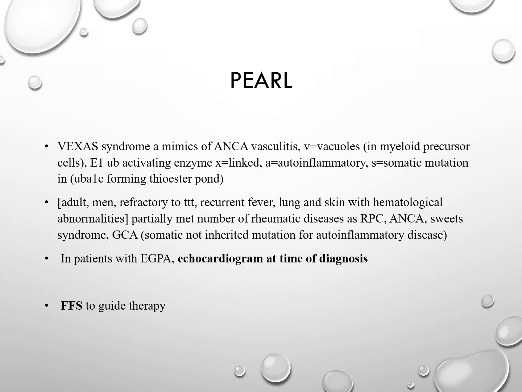VEXAS syndrome means vacuoles in the myeloid precursors, ubiquitin activating enzyme, X-linked autoinflammatory somatic mutation. This VEXAS syndrome has been found to mimic a lot of vasculitis, mainly ANCA-vasculitis, but it can also be found in Sweet syndrome and giant cell arthritis.